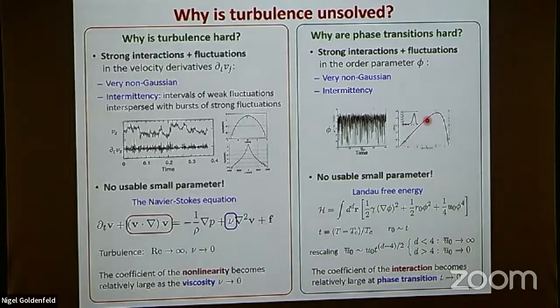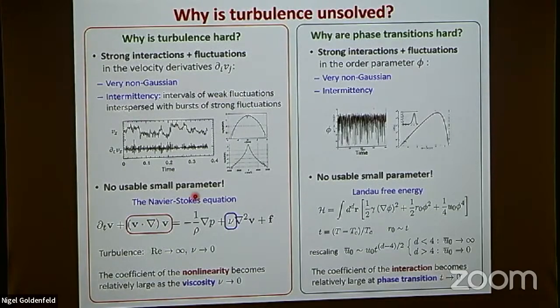Okay, now let's talk about turbulence, not magnetic phase transitions in equilibrium. In turbulence, you have strong interactions and fluctuations in the velocity derivatives. If I plot probability distributions, it's not of the order parameter, it's of the gradients of the velocity field. And here are some graphs as shown over here. The velocity field itself has Gaussian fluctuations, but the velocity derivatives have very long tails. And you have intermittency, bursts of strong fluctuations, and then weak fluctuations. So very similar to what you have over here.